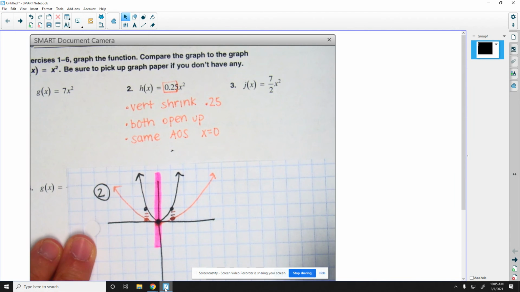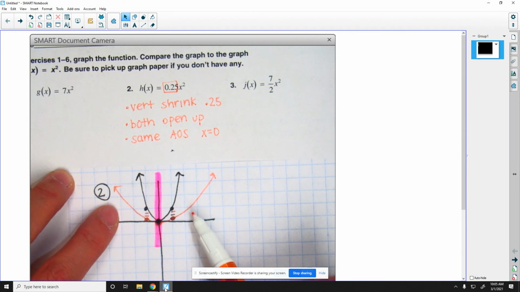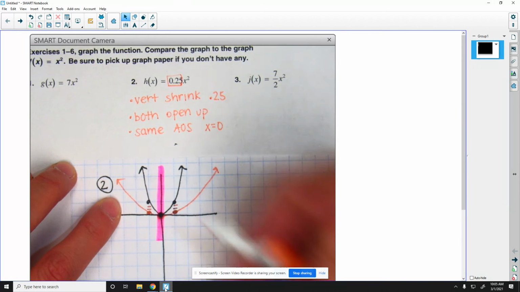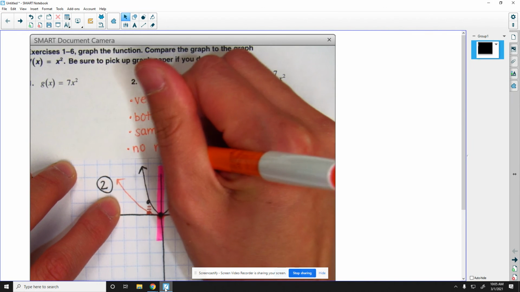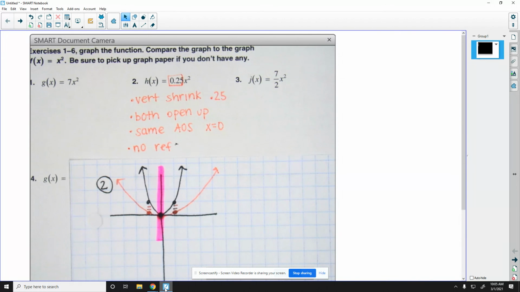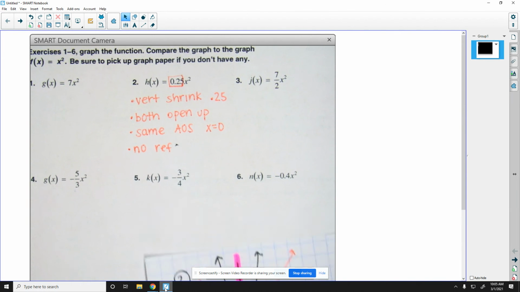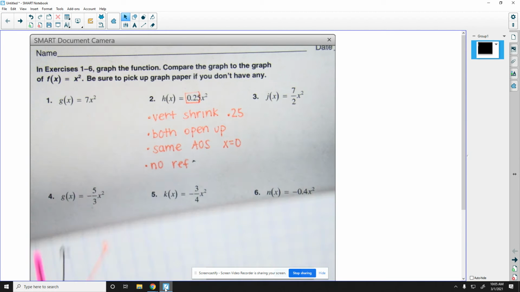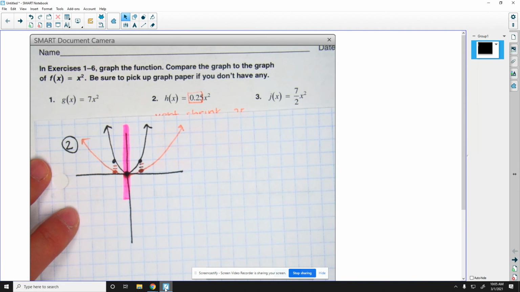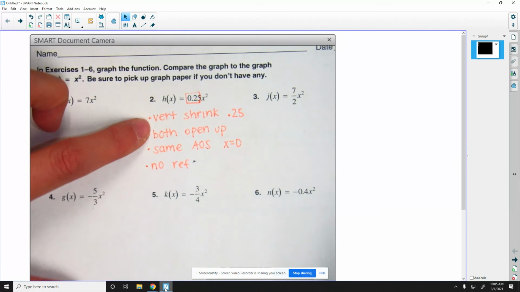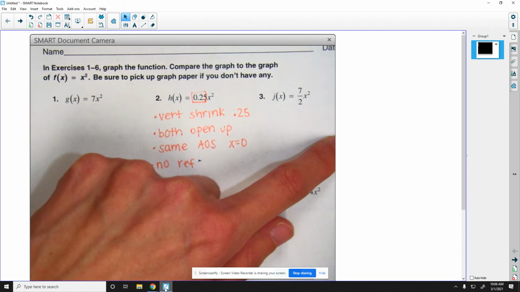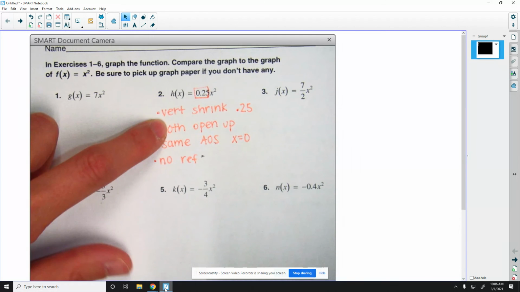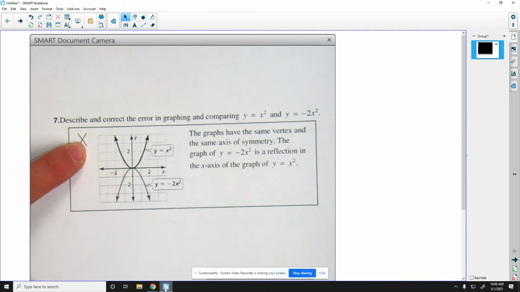Last thing I can talk about is the reflection. Did it reflect on the x-axis? No, so I just write no reflection. But if there were a reflection, then you would have to write that there was a reflection. There are 3 of them in these 6 problems that have a reflection. So that's what you're doing for numbers 1 through 6. You're going to talk about these things for every single one, so every single one will have 4 answers. Then it says describe and correct the error when you compare these two. I think you can do that.